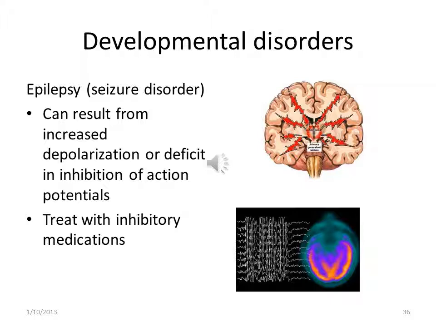And these can be caused by neurons that are found in the wrong place within the brain as a result of improper movement of neurons. It can also result from genes that cause increased depolarization of neurons or a deficit in the inhibition of action potentials, so it can be genetic. It can also sometimes be caused by an infection that damages part of the brain, or a traumatic brain injury or a stroke that damages part of the brain.